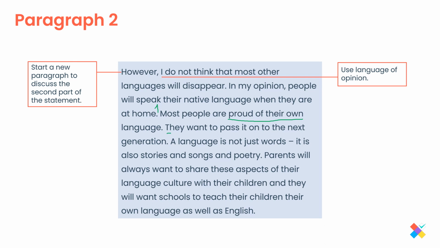Then the second example: "A language is not just words, stories, songs, poetry." And then the third example: "Parents will always want to share these aspects of their language culture with their children, and they will want schools to teach their children their own language as well as English." And I think this is again a very well balanced and developed paragraph, which supports the other side of the statement, that the person doesn't agree with the fact that English will become a global language.